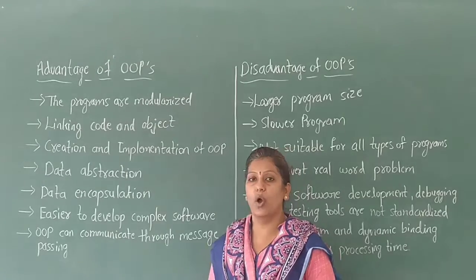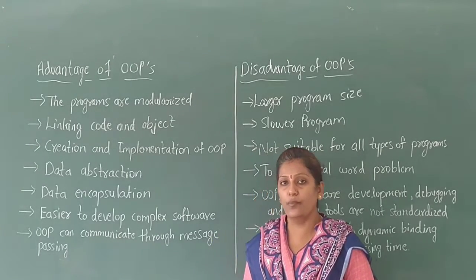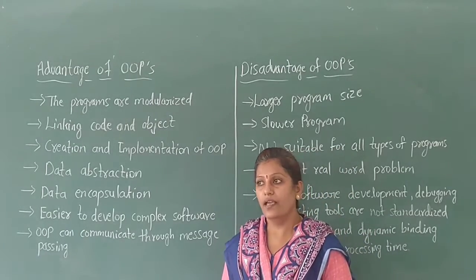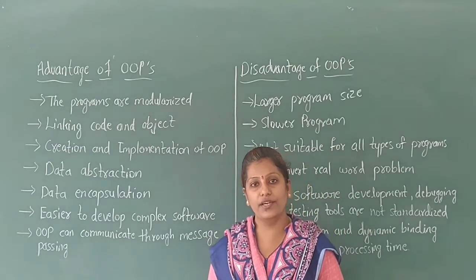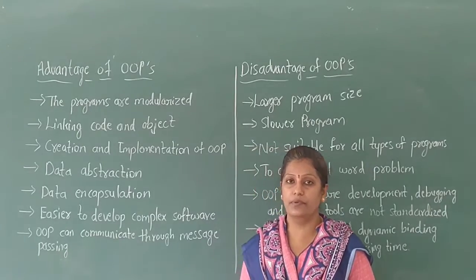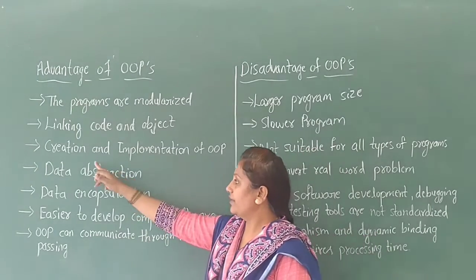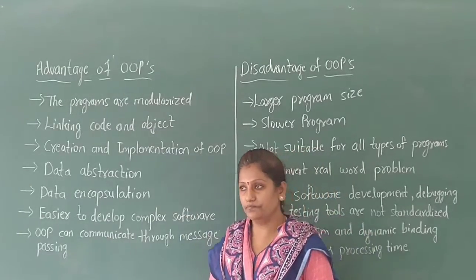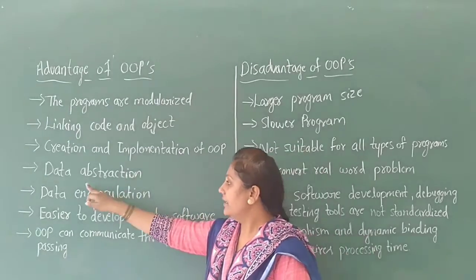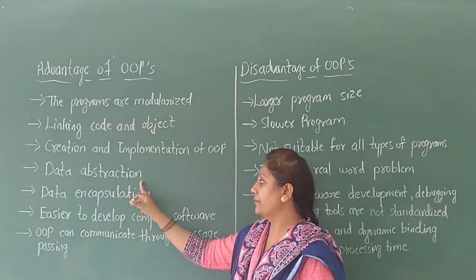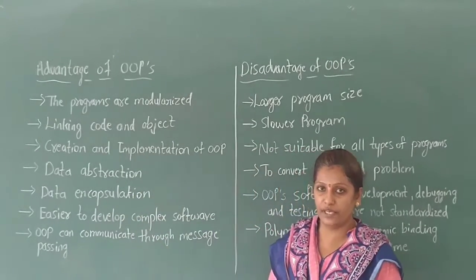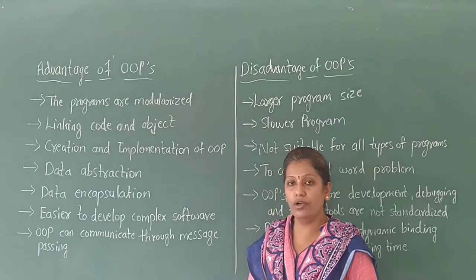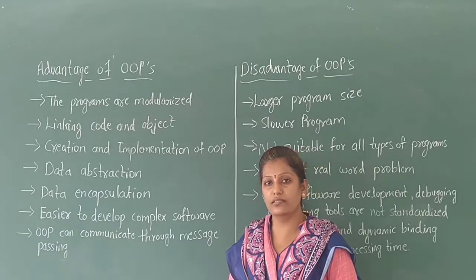Linking code and object allows objects to share common code. This reduces code duplication and increases code reusability. Next one is that creation and implementation of OOP is easy, and data abstraction. It separates the object specification definition and the object implementation definition without knowing its essential background features.